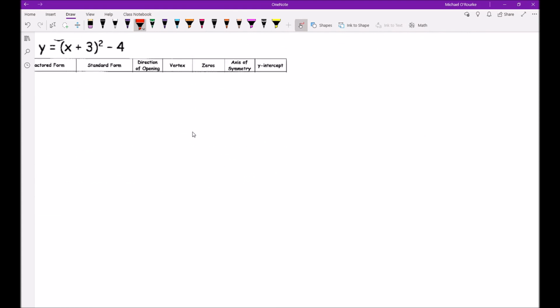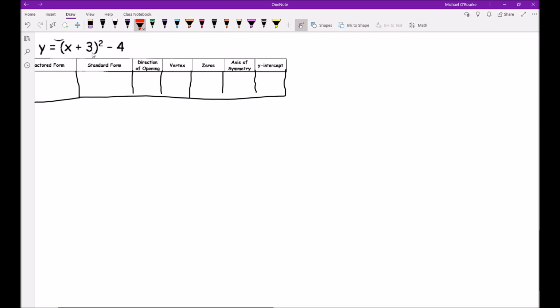Okay. So, let's do the very last one. So we're going to go from vertex, and we're going to solve all these things. So, first things first. What things can we pull out of vertex form to fill in our chart before we even start? Our vertex, good.